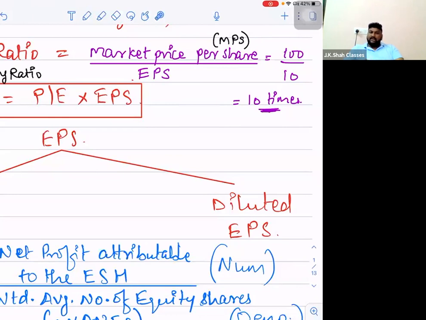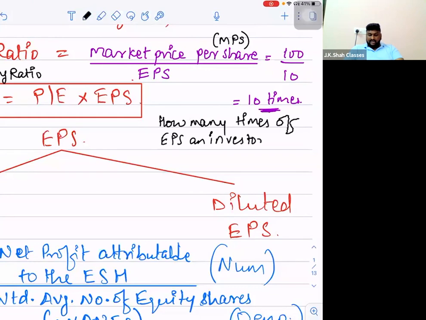PE ratio is nothing but the price an investor is willing to pay with respect to the earnings. Or in simple terms, how many times of EPS an investor is willing to pay for the share is the PE.